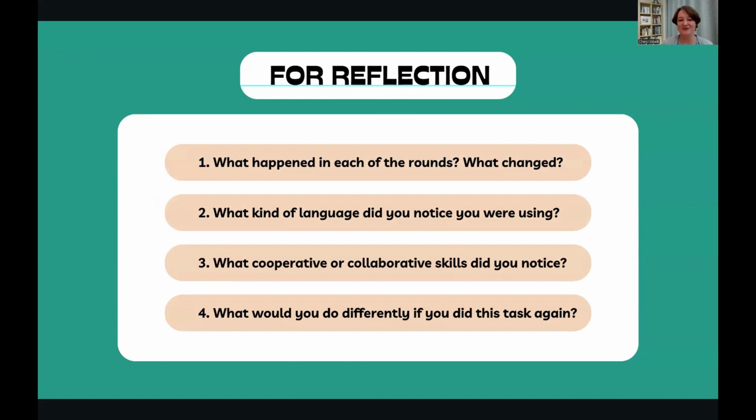Finally, the groups can have a chance for some reflection to talk about what happened in each of the rounds, what changed from round one to two to three. Draw attention to what kind of language that you noticed or that the learners might have noticed they were using, to notice what kind of cooperative or collaborative skills they used, and what they might do differently if they did the task again. Would there be any cooperative or collaborative skills they'd like to try? And if you have time, maybe trying it together with a different group of people could be fun as well.